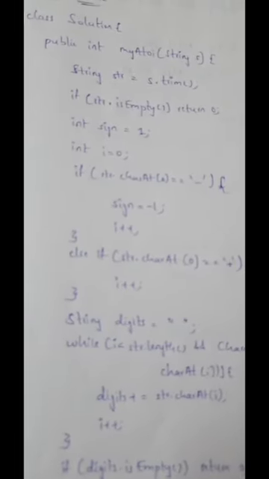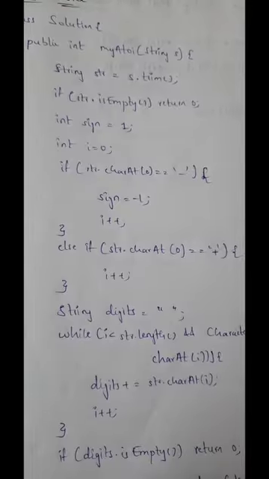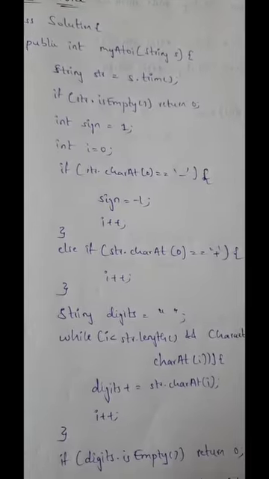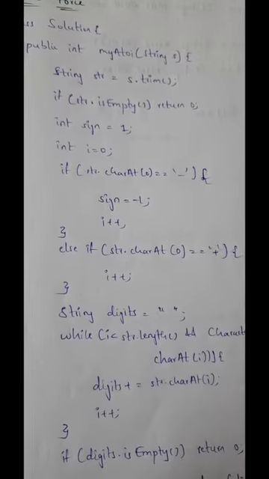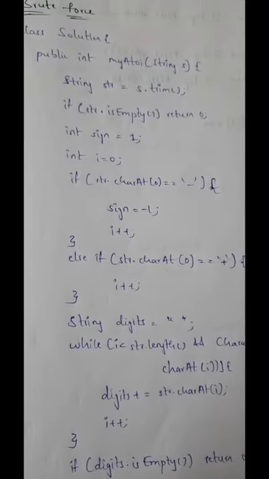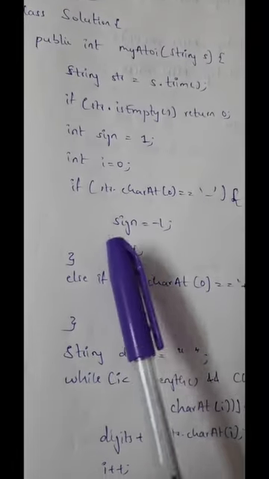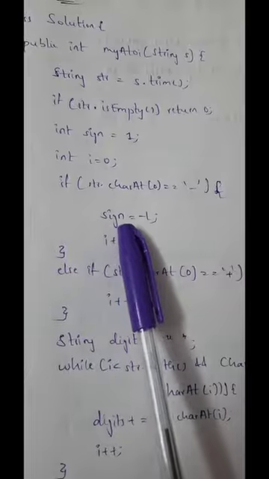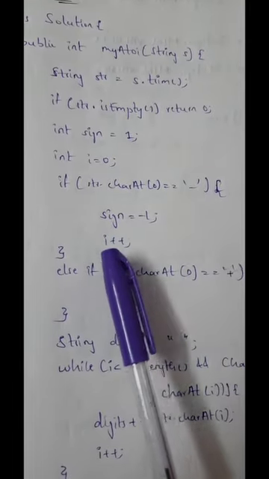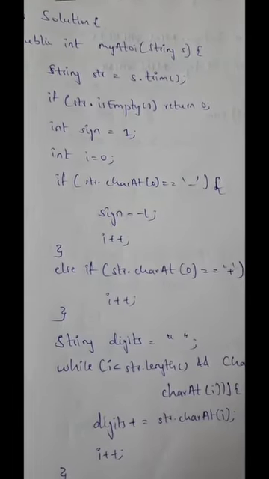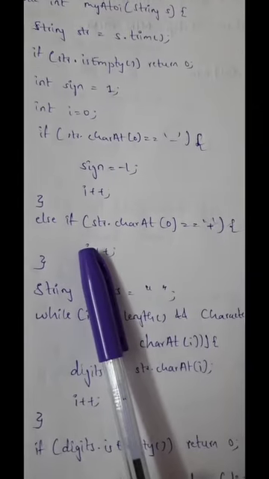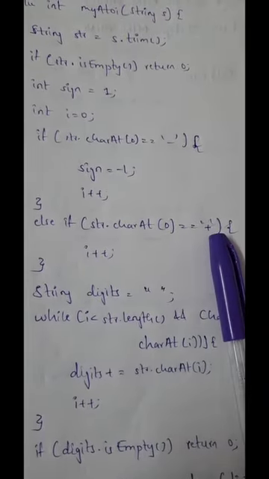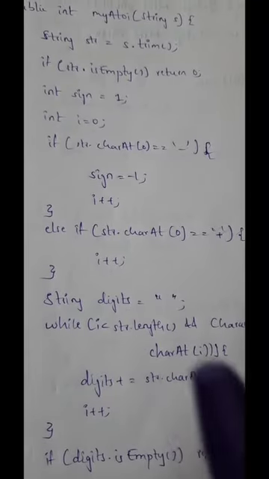If the sign is positive, we make it a positive integer, and if it is negative, we update the sign to -1, right? And int i equals 0, this is for traversing the string. So suppose the character at 0 is minus, we make sign equal to -1 and i plus plus. And if the character at 0 equals plus, we just do i plus plus, right?